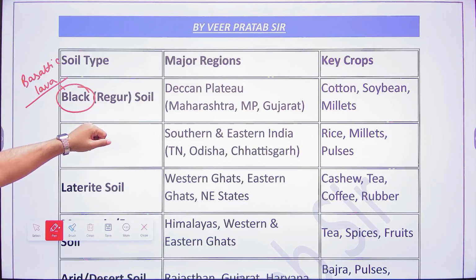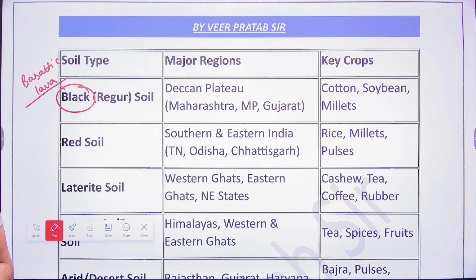Okay, now the next particular soil is going to be the red soil. Now where is the red soil found? It is going to be found in the southern and the eastern areas of India. And which are the important crops that are going to be cultivated on the soil?